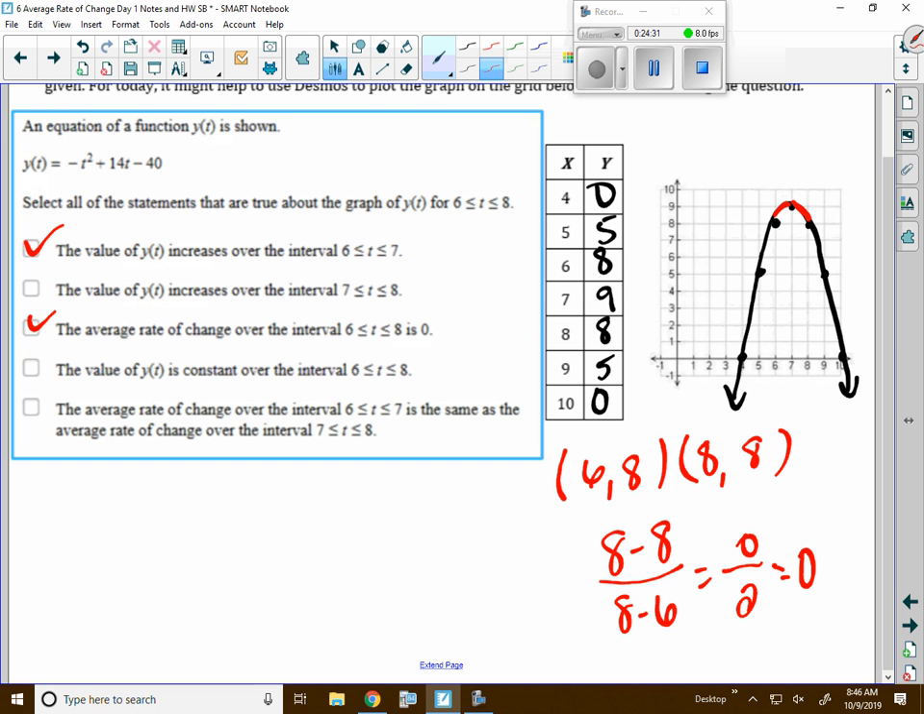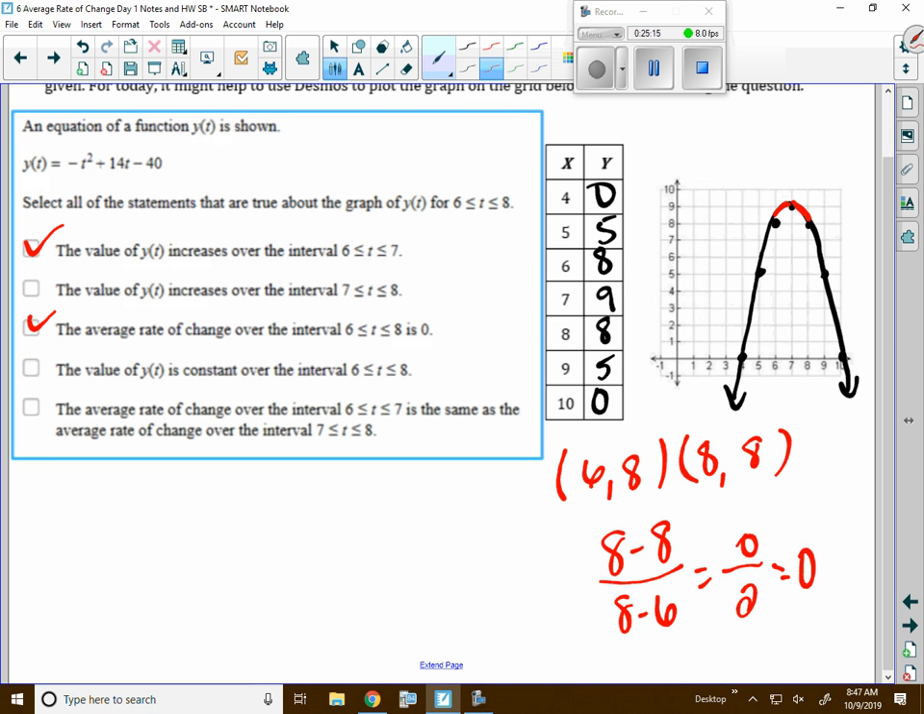Okay, now, this next one is frequently missed. The value of y is constant between 6 and 8. Is it constant? No. Think back to a straight line. A straight line has a constant slope, meaning it's never changing. Is the slope the same from 6 to 7 and from 7 to 8? No, it's not, because one of them would be positive, one of them would be negative. So while it's 0 from 6 to 8, that does not mean that it's constant. Constant means it continues the same way. We're not going to check that one.